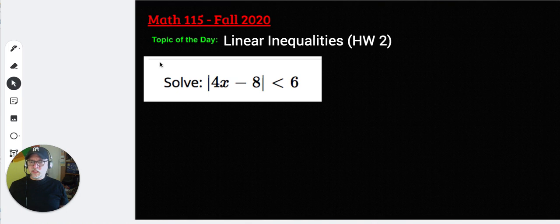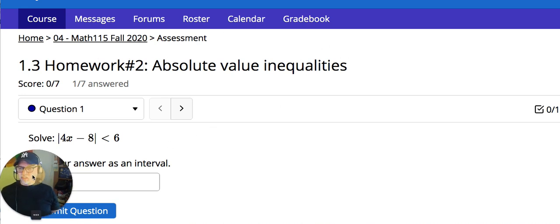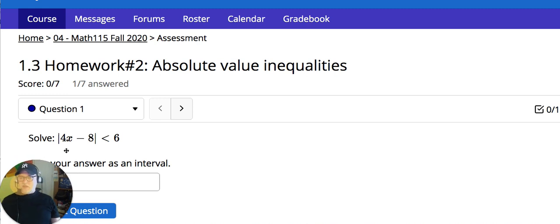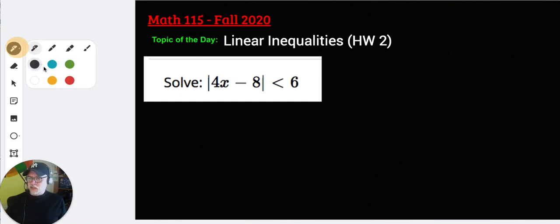First thing I'm going to do is go to Lumen and open up homework number 1.3, homework number 2, which is absolute value inequalities, and you can see that my first problem is the absolute value of 4x minus 8 is less than 6. I'm going to start working through this problem, and it should not be overly complicated, because one thing you'll notice is that it's very similar in structure to the original problems that we did in class together, or you did by yourself.